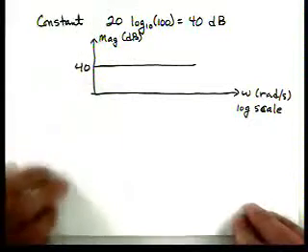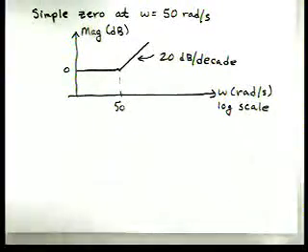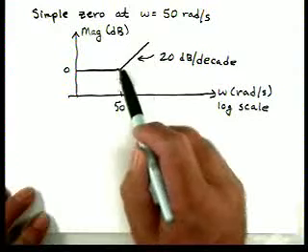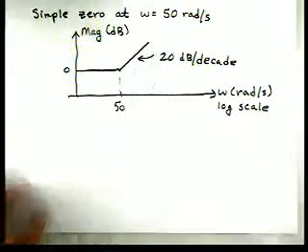Now the simple zero. Okay, the simple zero, the plot looks like this. It has a gain of 0 dB until we get to omega equal 50, and then the plot breaks up at 20 dB per decade.